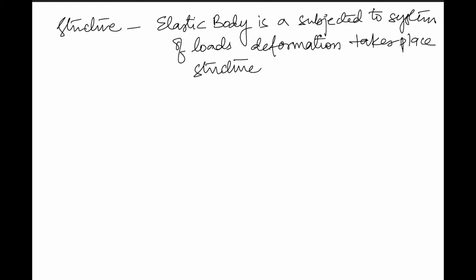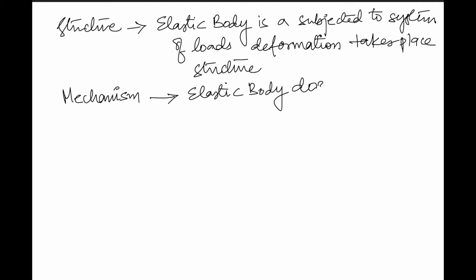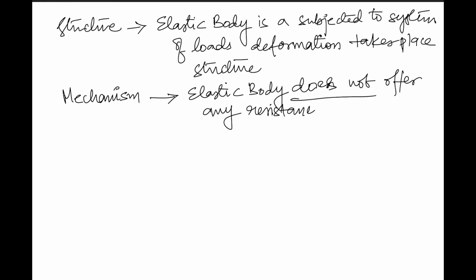Contrary to this is a mechanism. Suppose the elastic body does not offer any resistance. Important point is, it does not offer any resistance to the deformation, then that is called a mechanism. So this is the difference between structure and mechanism. So we'll now move on to the structural elements.